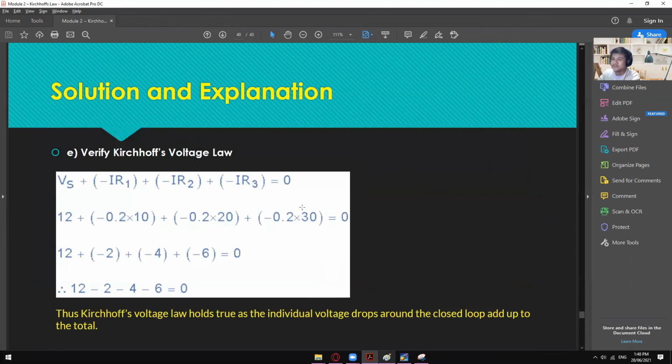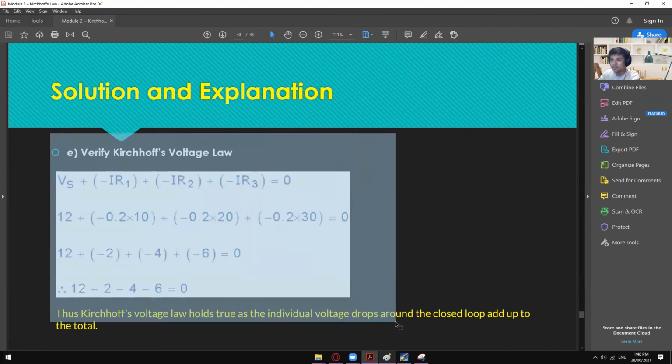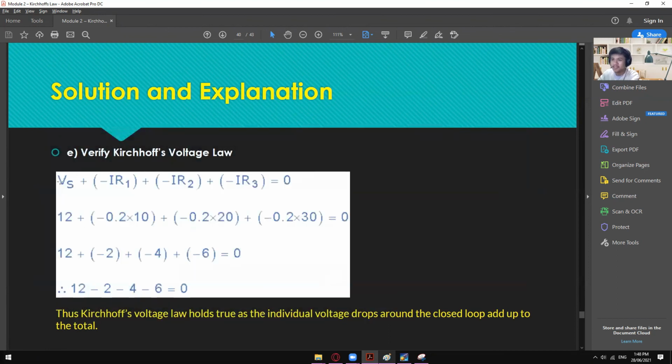All right, more solution explanation on how to verify this using Kirchhoff's voltage law. We simply did one loop: the original voltage source, then the three voltage drops, with those given values. Then 12 minus 2 minus 4 minus 6 is equal to 0. If this is equal to 0, it means those values are correct, and the process that you did here is actually correct.